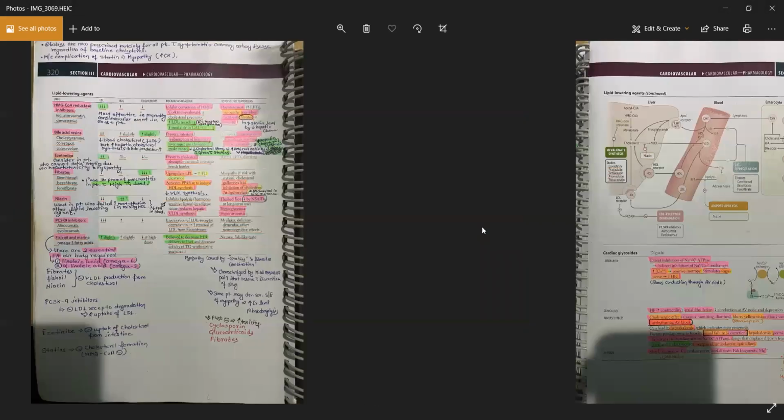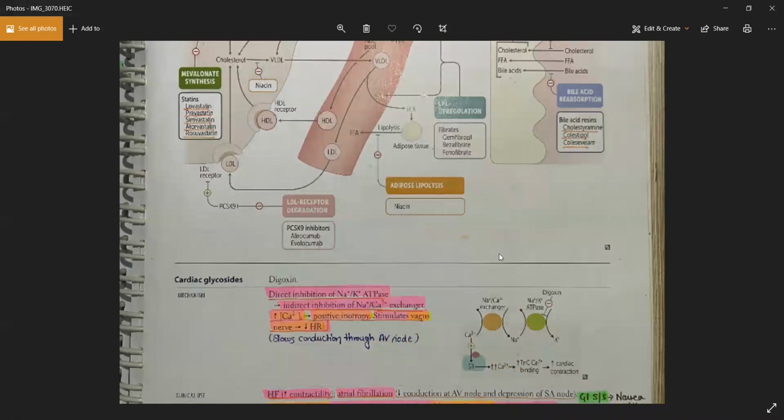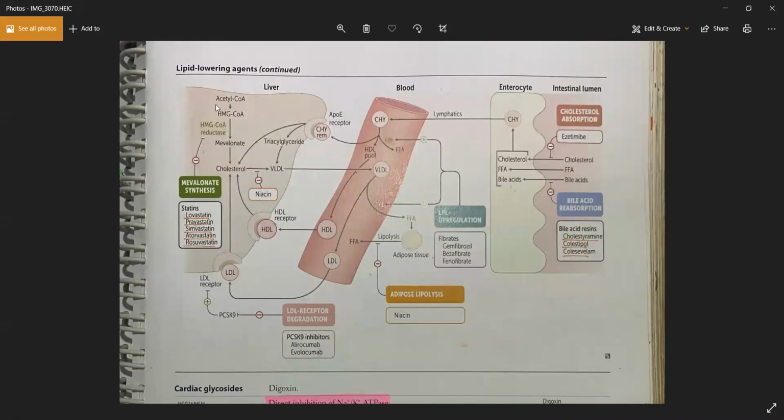Now we discuss the lipid lowering agents. First, we need to discuss the pathways that we have already discussed in the biochemistry lectures. I have told you that in the liver, you have the acetyl coenzyme A, which is formed by the free fatty acid oxidations. It will undergo the enzyme HMG-CoA synthetase, which will form the HMG-CoA. Then by the action of the enzyme HMG-CoA reductase, you are forming the mevalonate.